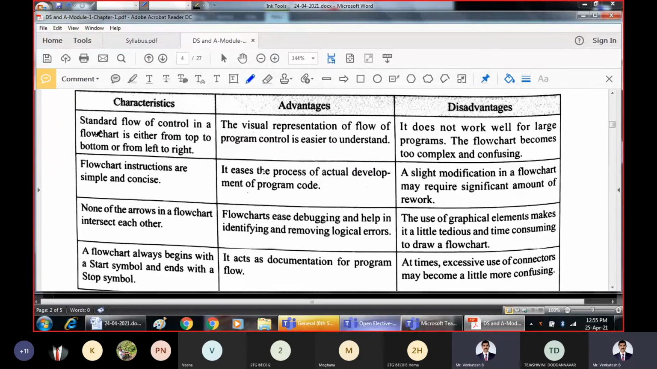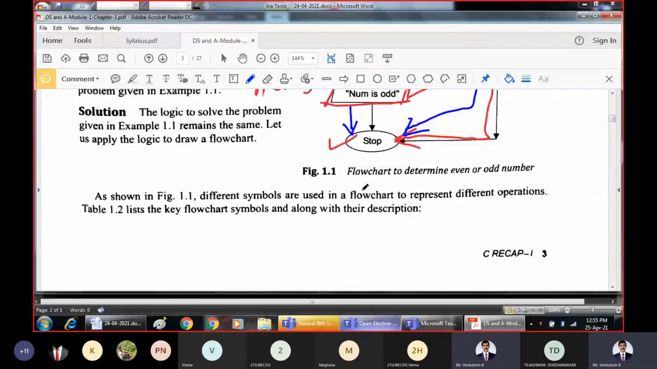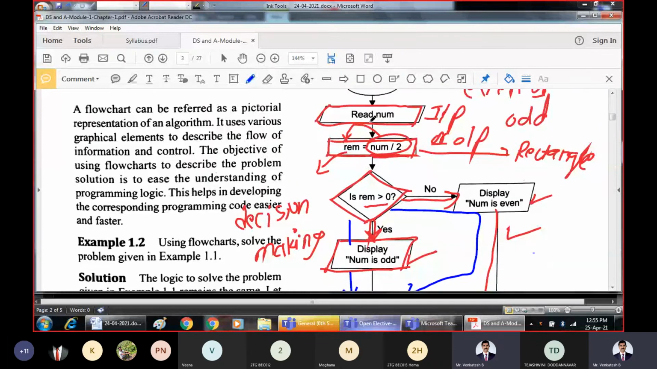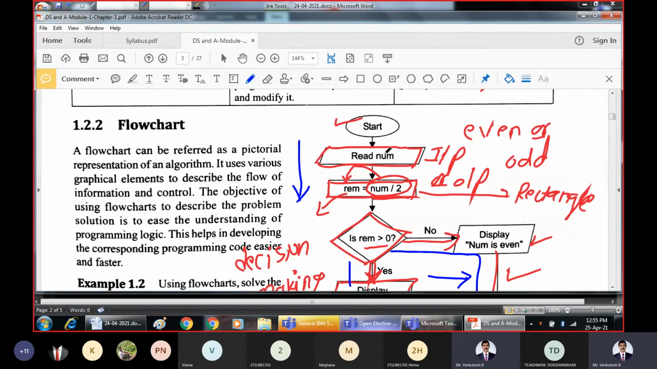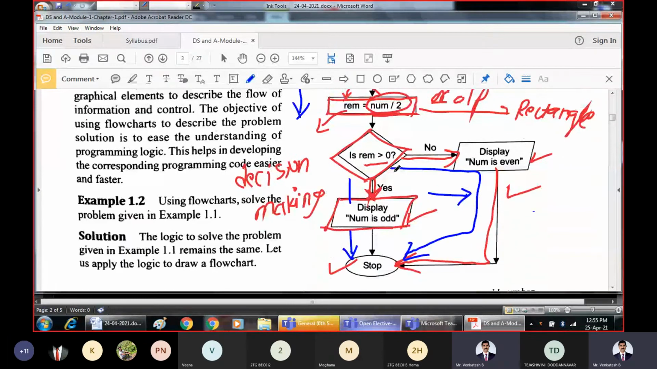First thing is the standard flow of control in a flowchart, which is either from top to bottom or from left to right. You are supposed to draw the flowchart only in this direction. When you consider this flowchart, we are showing the flow from top to bottom and from left to right. Usually the top will be the beginning and the bottom will be the end of the flowchart.